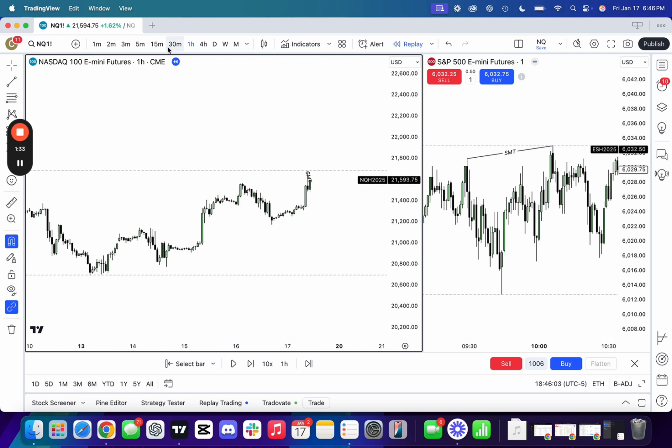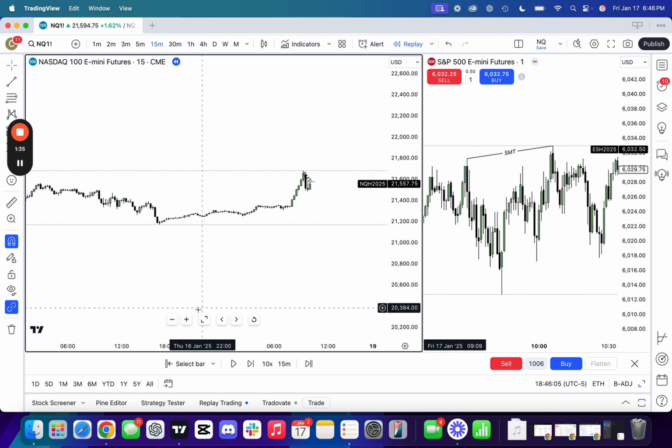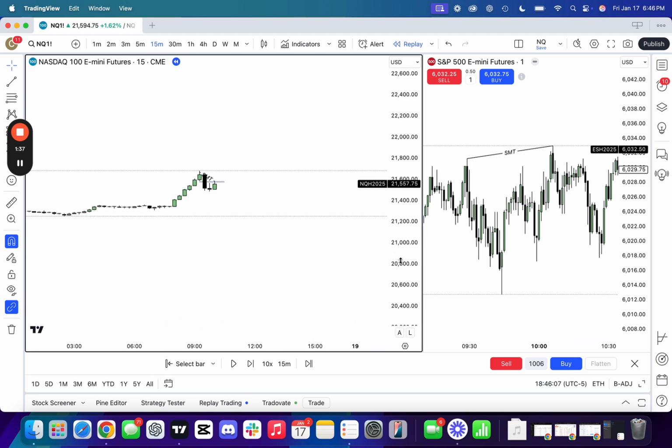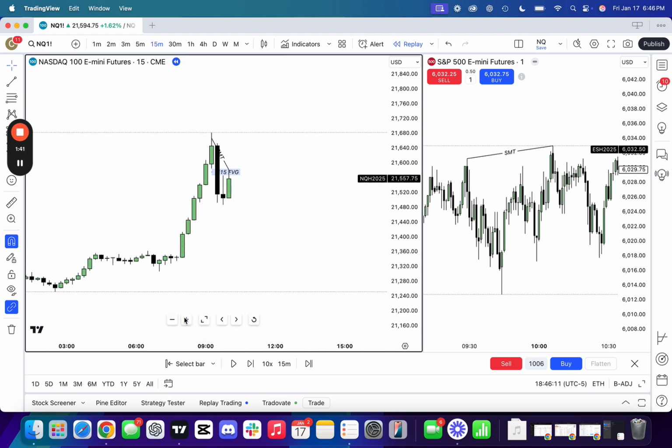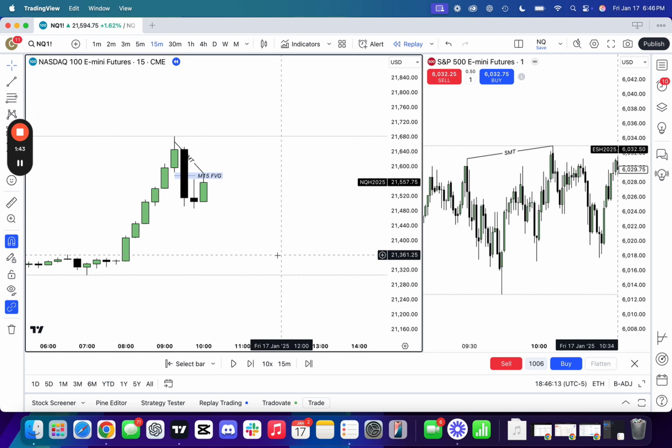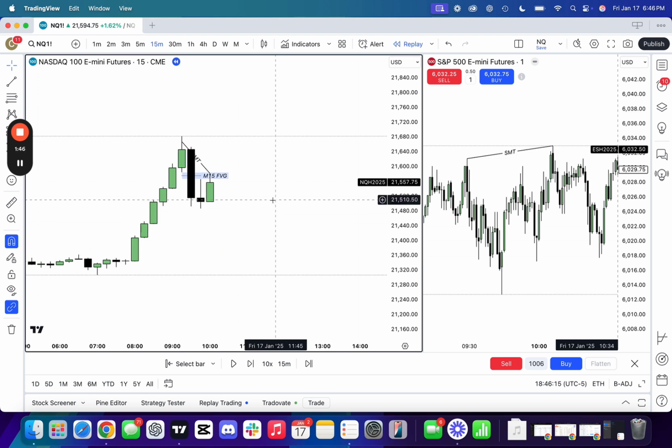So I dropped down to the 15-minute, because what I do is I look on the daily and find my bias, and then I drop down to the hourly because the hourly is aligned with the daily. I look for any PD arrays. This can be fair value gaps, order blocks, breaker blocks on the hourly. If I don't find any on the hourly, I drop to the 15-minute. But if I do find one on the hourly, I drop to the 5-minute and wait for a change in state of delivery out of that hourly PD array.